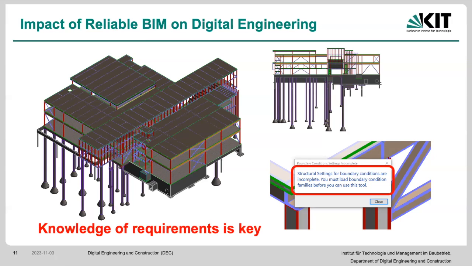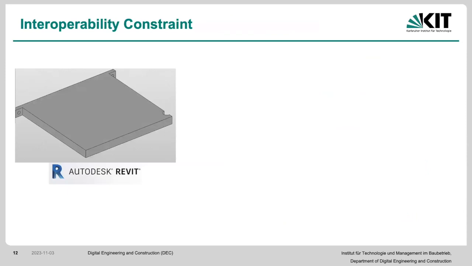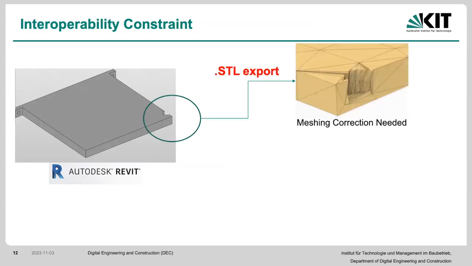So yes, requirements is key. That's what this area is. Another example, interoperability. Now this is getting a bit better nowadays because we have more opportunities. If you have any type of model with a particular file format, let's say Revit, and you want to convert it into STL or any other, you might get some issues.